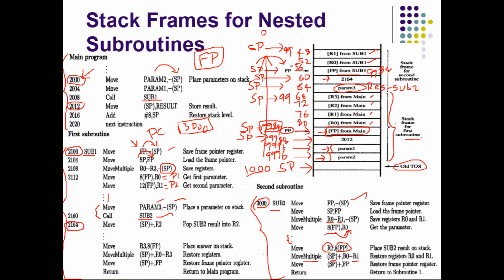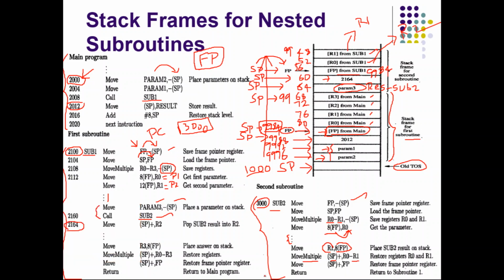Where is SP? SP is pointing to 9948. This is post increment. First this content will be moved to R0, then SP will be incremented to 52. Then this content will be moved to R1, and then SP will be incremented again. So SP is incremented two times.